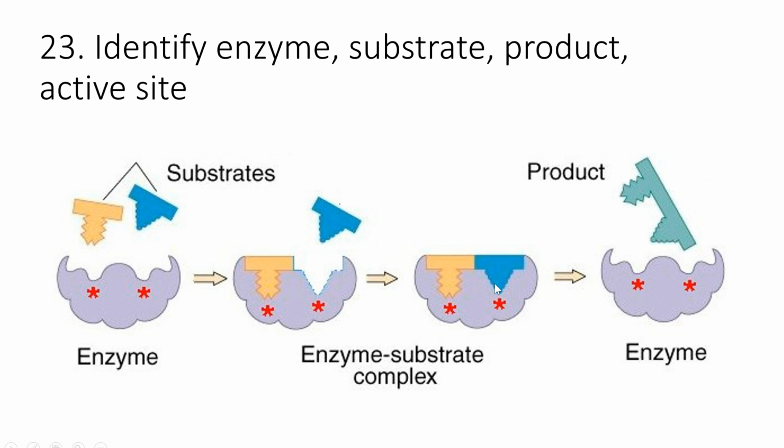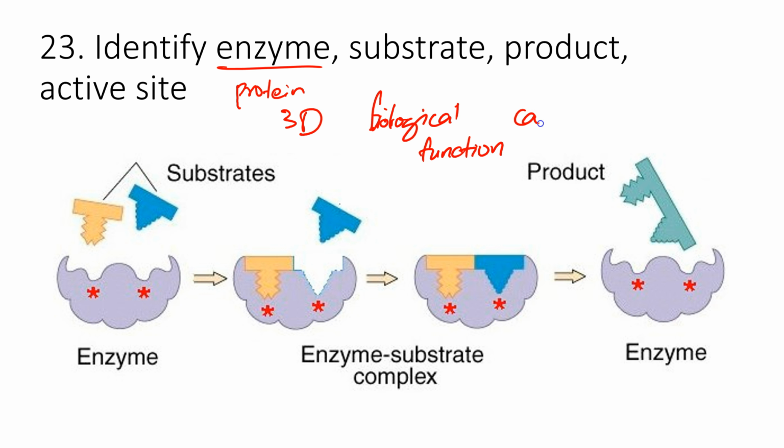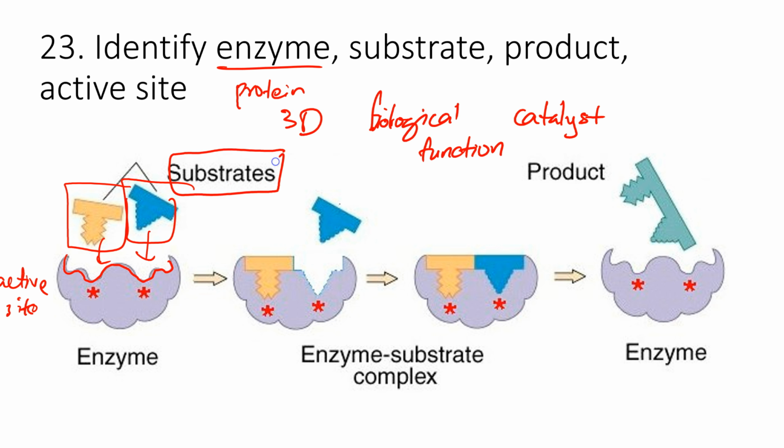Enzyme, substrate, product, and active site. Enzyme is a type of protein, so it has a 3D shape, and enzyme speeds up biological function, and that's why it is what we call a catalyst. It speeds up the reaction without actually being used. So the location into which the enzyme can put the substrates is what we call the active site. The thing that the enzyme is going to bind to is what we call the substrate. Another word that you can say is the reactant.